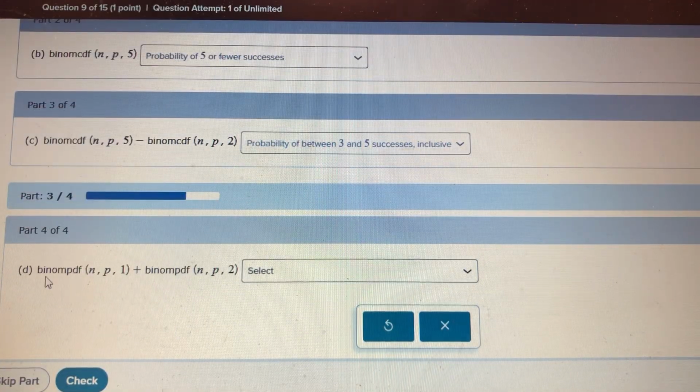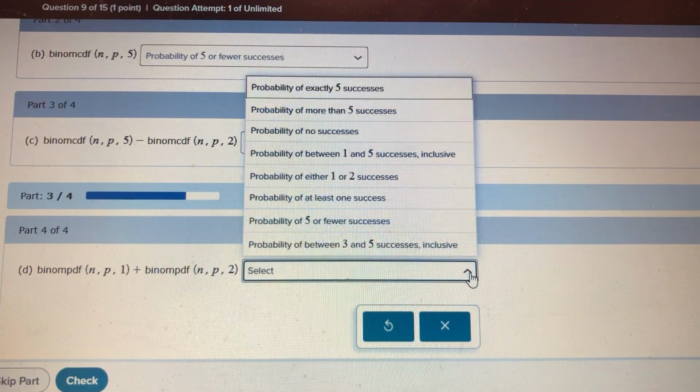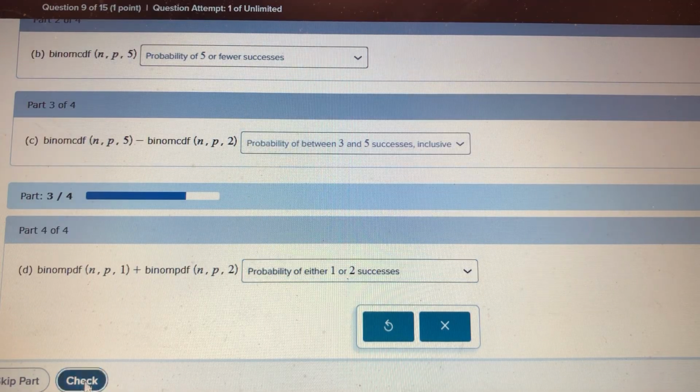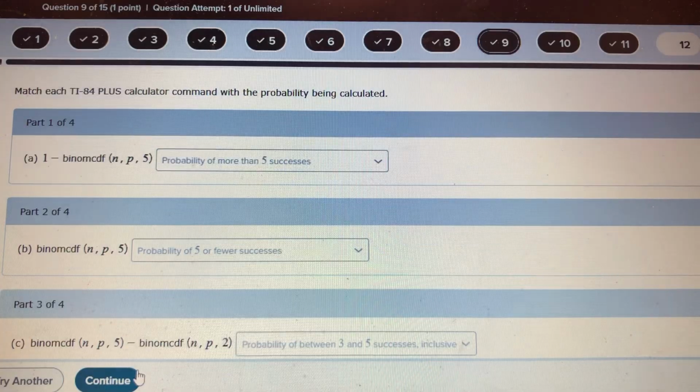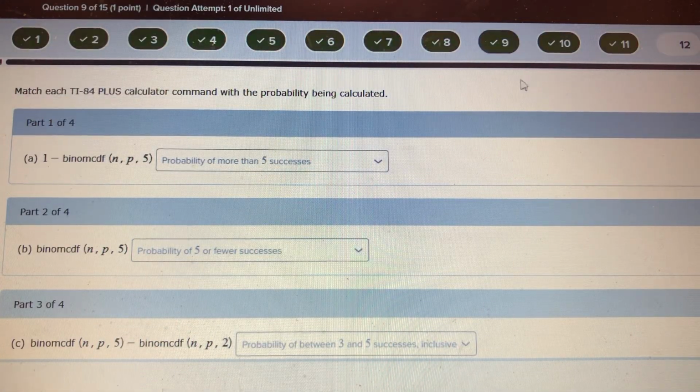And then if you do binom PDF with a 1 plus binom PDF with a 2, see, if you don't have a graphing calculator, that's what you have to do: find every case you need and add them all together. So this is a case of 1 or 2. So it's nice to learn the calculator shortcuts so you can do any of those.